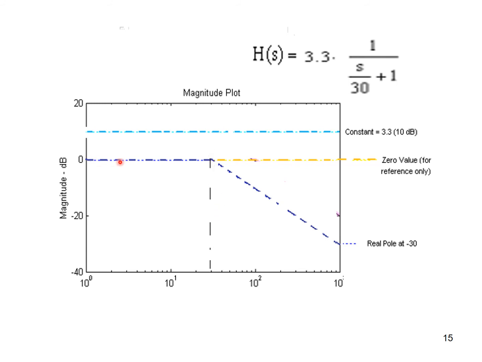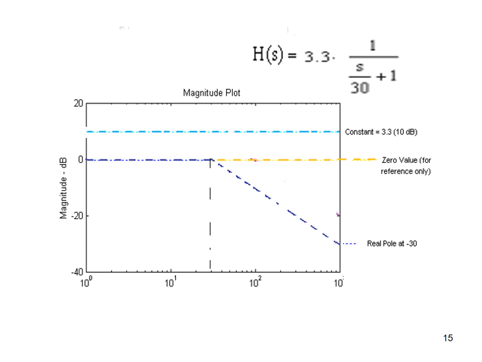Before 30 the magnitude is 0, but at 30 it will now break down or slope towards the negative side. So it will slope down, and since this has power 1, it will slope down by 20 dB per decade. So if this is 30 here and another 10 times is here, up to this point it will come down by 20 dB. So the slope here is 20 dB per decade. This is how we draw. If it was a logarithmic graph, it would be so easy to draw.